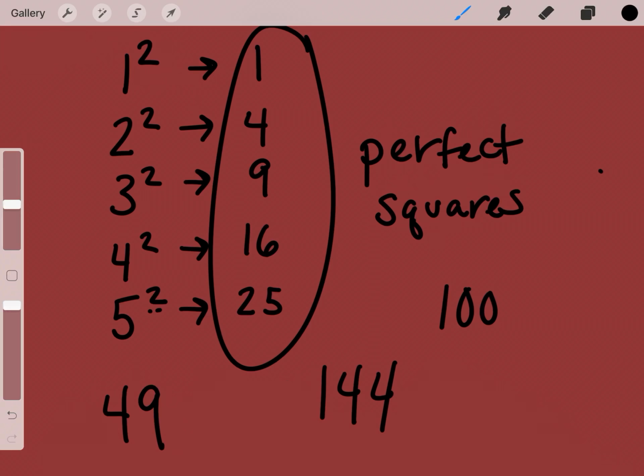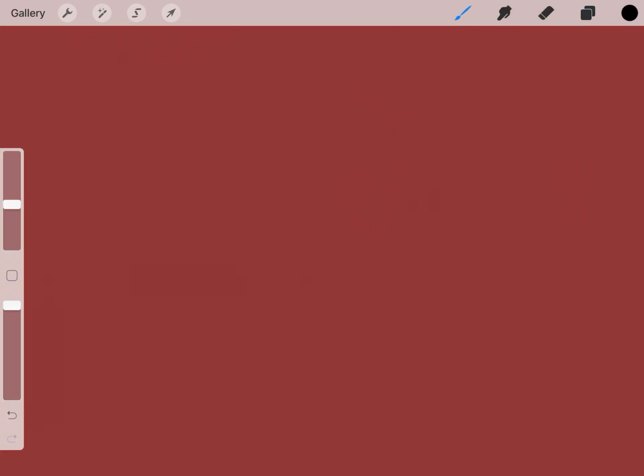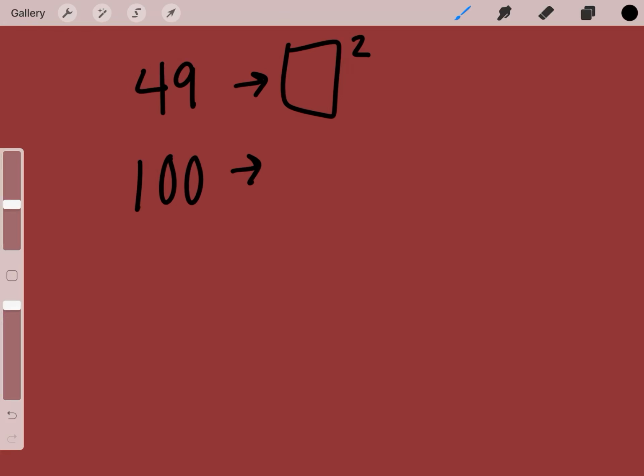So perfect squares are numbers that are really convenient, but what we want to be able to do is be given a perfect square and figure out what number created that perfect square. So what number times itself gives you 49? What number to the power of 2 gives you 49? What number to the power of 2 gives you 100? What number to the power of 2 gives you 144?